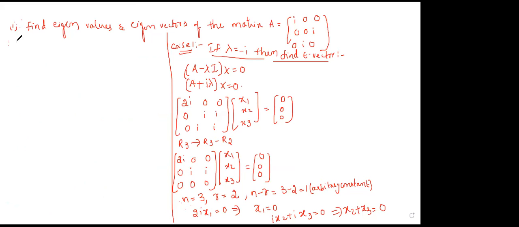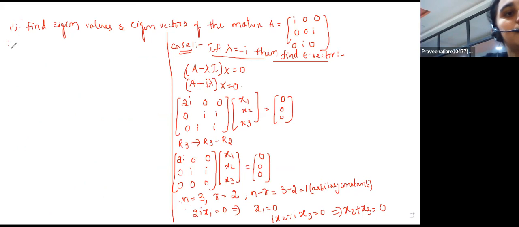Okay, then let us take x3 as k. Put x3 is equal to k. Substitute in the above equation. From that, what about x2? Tell me. Minus k.